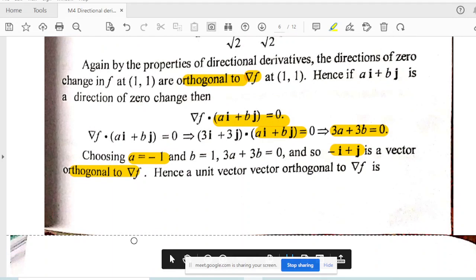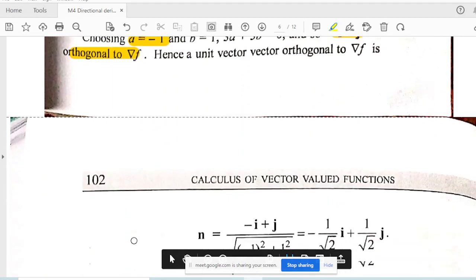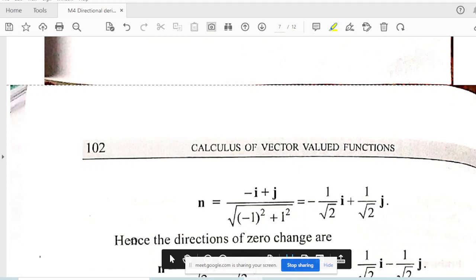Hence, a unit vector that is orthogonal to grad f is a unit vector. This is the vector orthogonal.